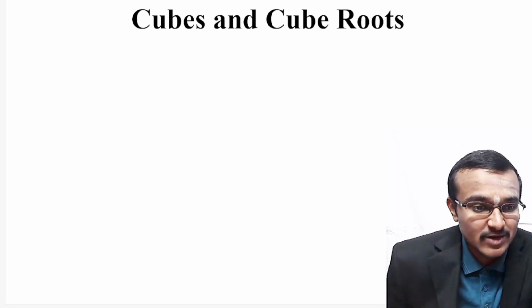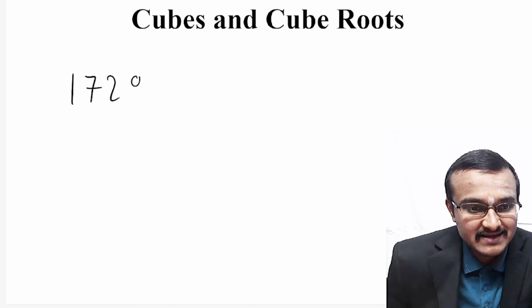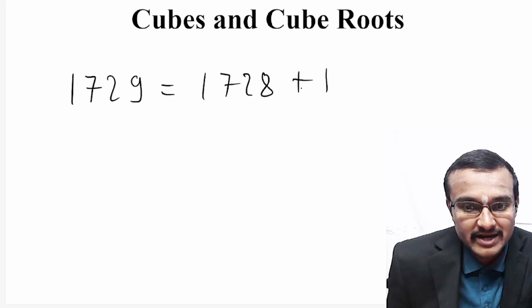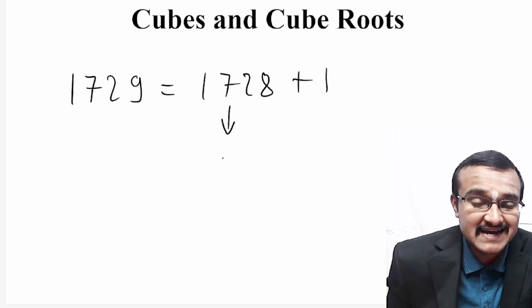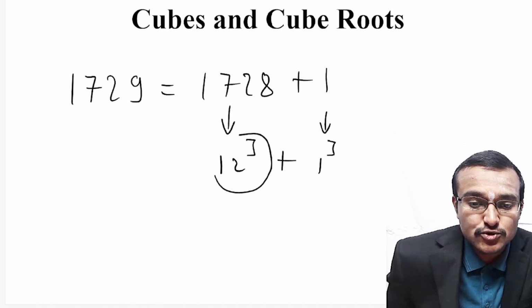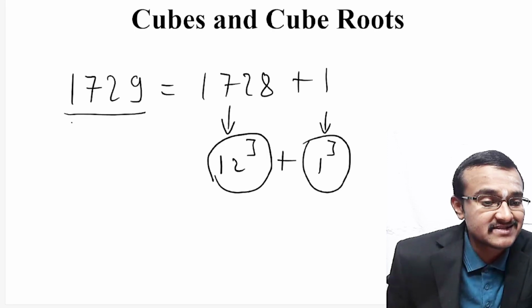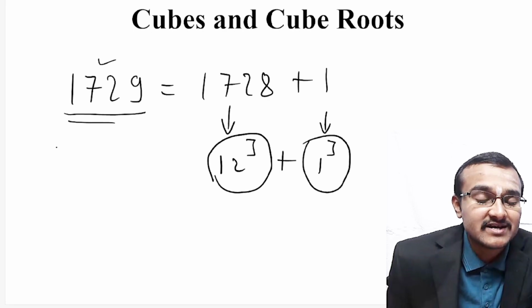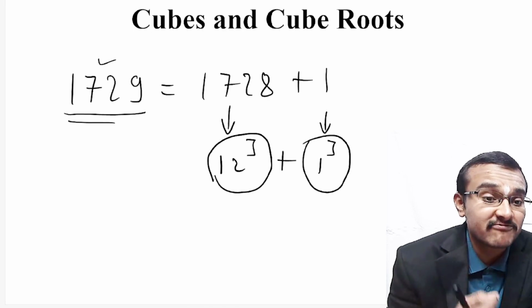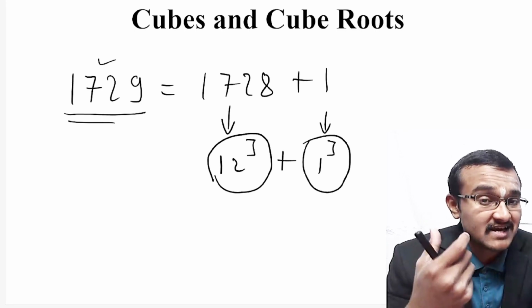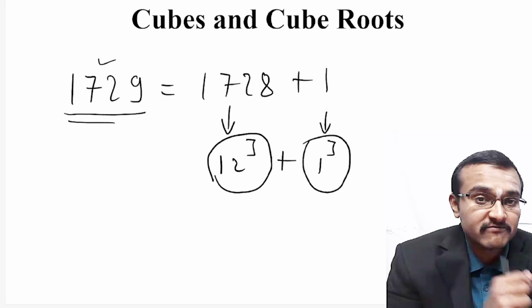Just like that, 1729 can be written as 1728 plus 1. So this 1728 is actually 12 cube and this 1 is actually 1 cube. That means you are adding 2 cubes to get this 1729. That means this 1729 is not a dull number. It is actually the sum of two perfect cubes.